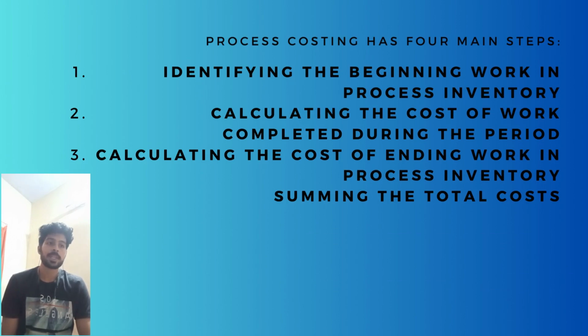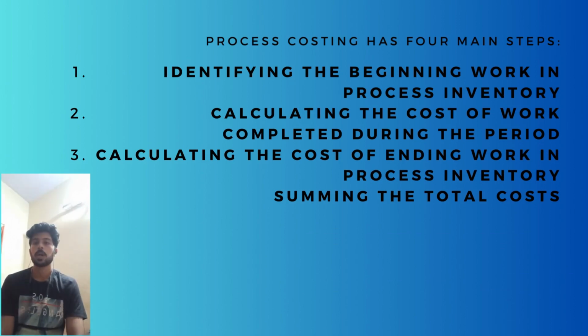Process costing has four main steps that are as follows: identifying the beginning work in process inventory, calculating the cost of work completed during the period, calculating the cost of ending work in process inventory, and summing the total cost.